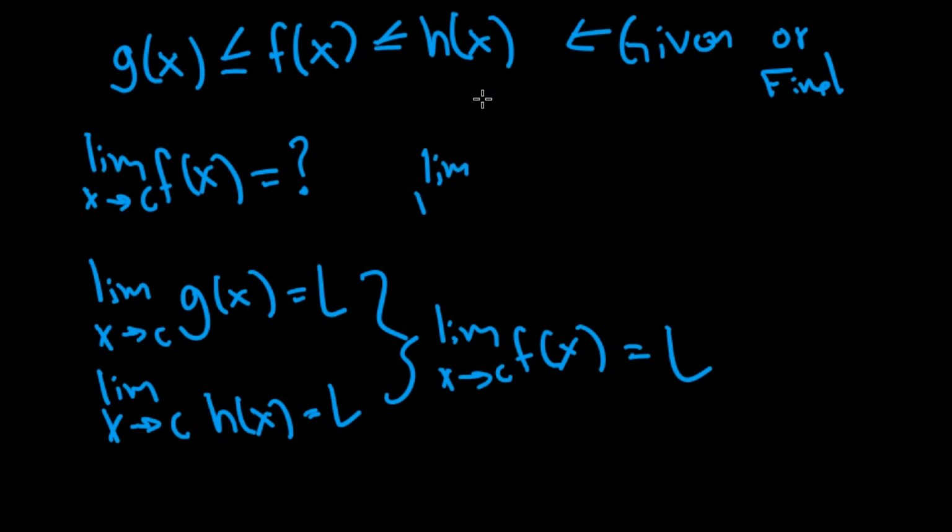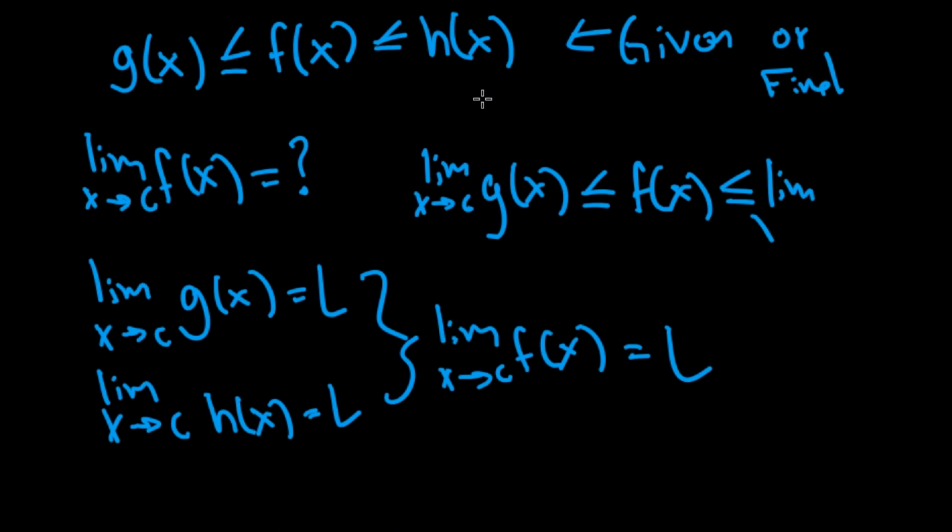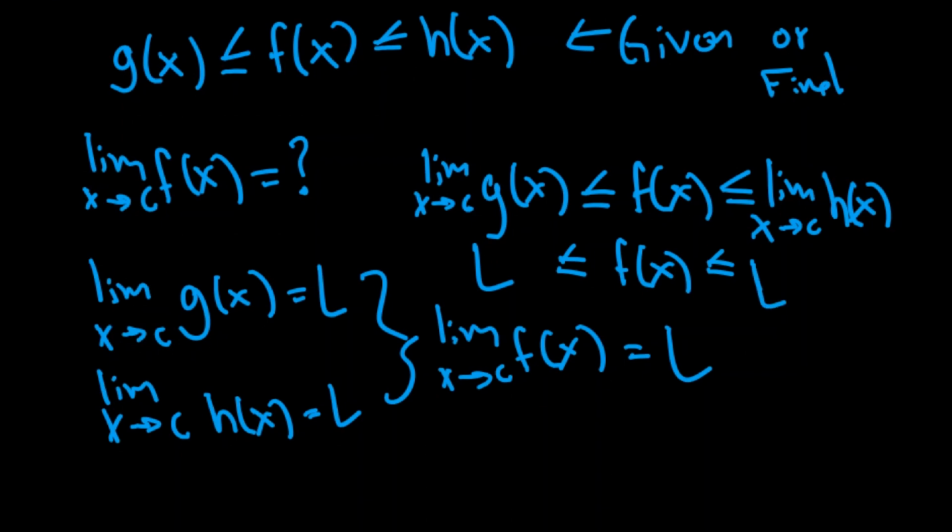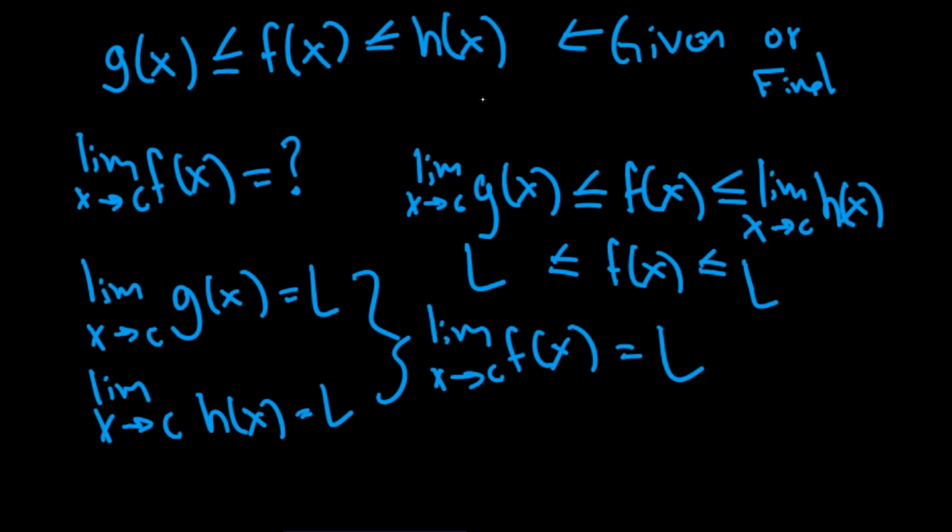Because the limit as x approaches c of g of x is less than or equal to f of x, and f of x is less than or equal to the limit as x approaches c of h of x, and we know this is L, then L is less than or equal to f of x, and f of x is less than or equal to L. So to make this inequality true, the limit of f of x must also be equal to L. Any other value would not satisfy squeeze theorem. And squeeze theorem means what it says.